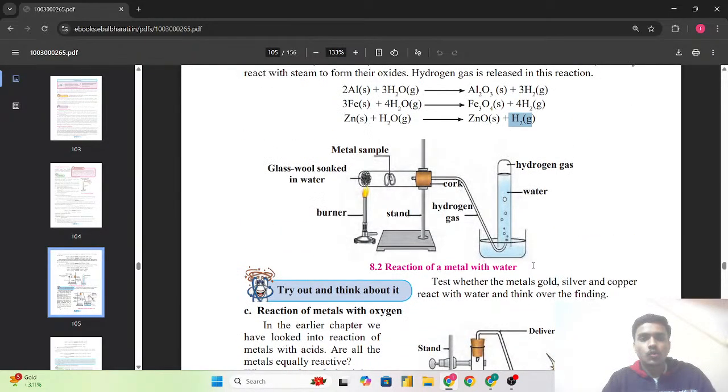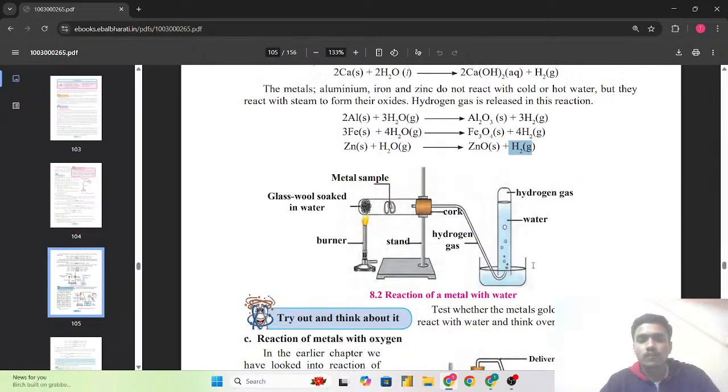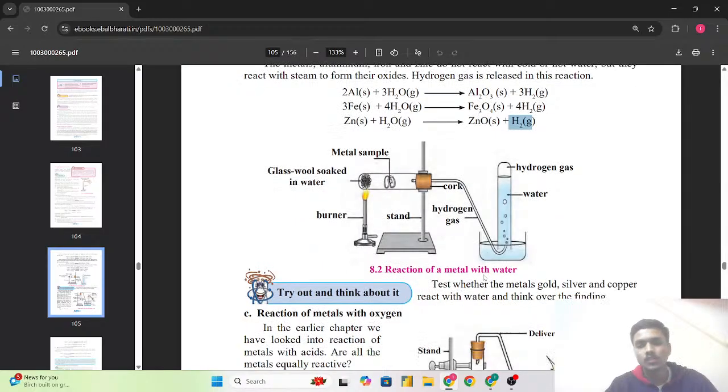Next we are going to see the experiment given here. The metal tube is taken, glass wool soaked in water is taken here, a Bunsen burner is there, a stand is there, a cork is attached to the test tube, and hydrogen gas is given out. As we can see, the hydrogen gas is collected here and the water is there. So this is the reaction of the metal with the water.